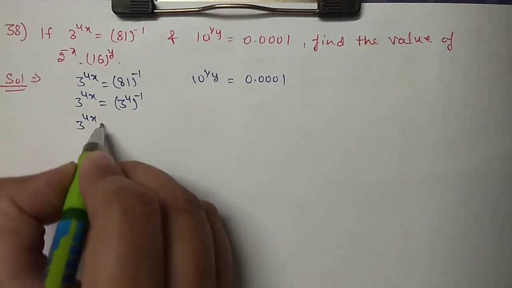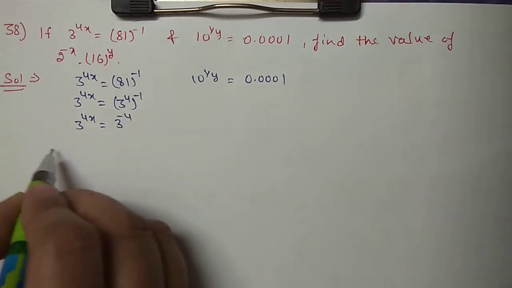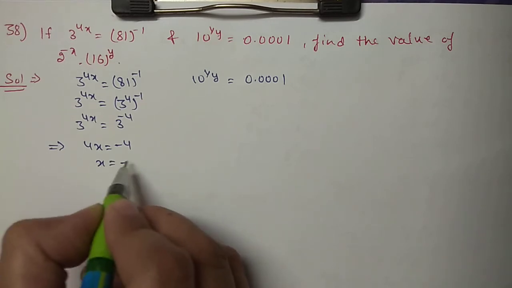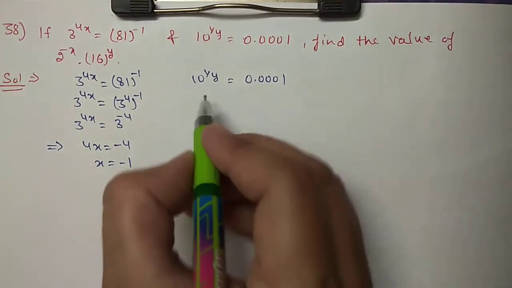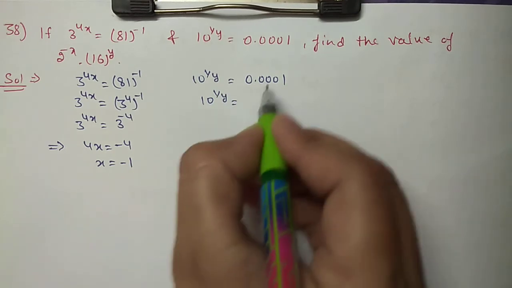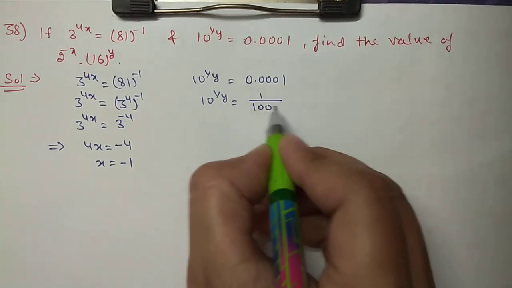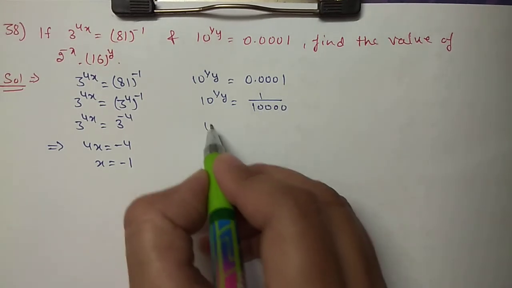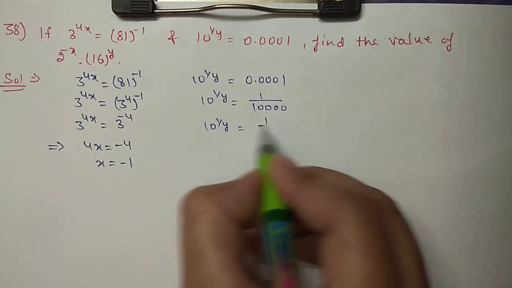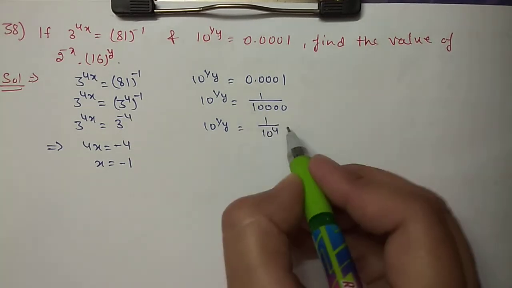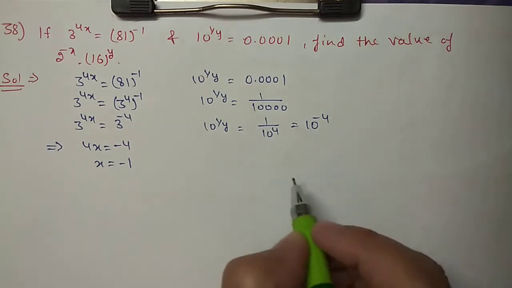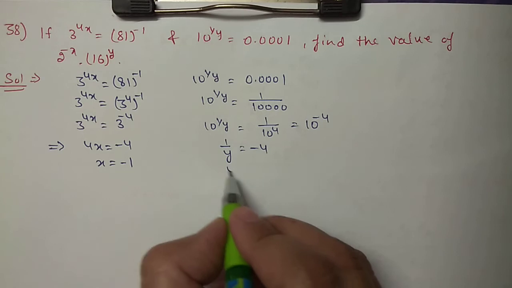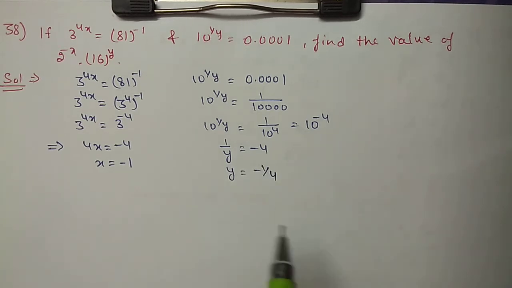3 to the power 4x is equal to 3 to the power minus 4. It means 4x is equal to minus 4, and the x value will be minus 1. Now on this side, 10 to the power 1 by y, we can write as 1 by 10,000. 4 decimals are there, so in the denominator 4 zeros will come. 10 to the power 1 by y is equal to 1 by 10 to the power 4, which we can write as 10 to the power minus 4. It means 1 by y is equal to minus 4, or y is equal to minus 1 by 4.